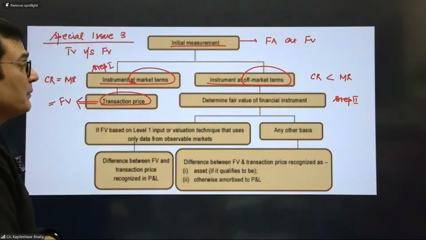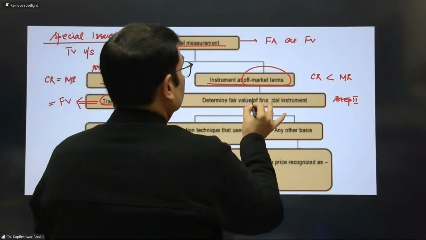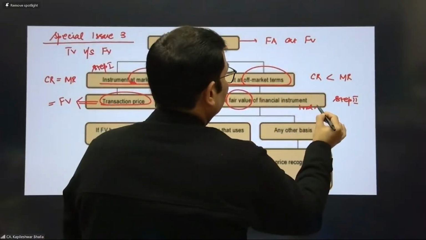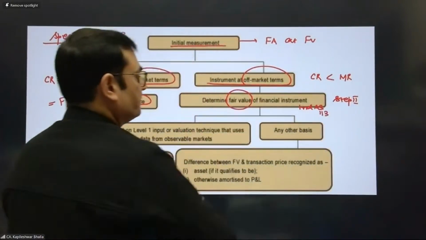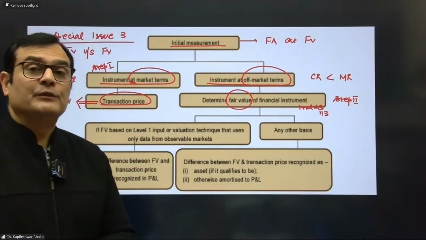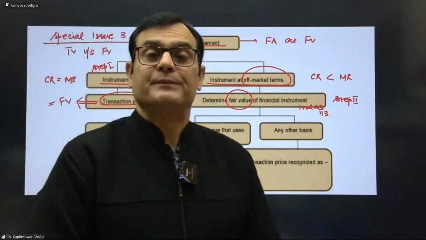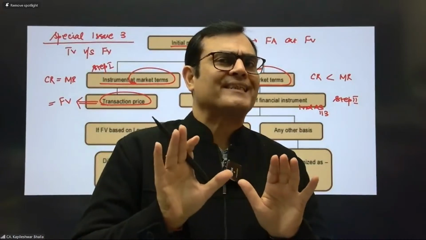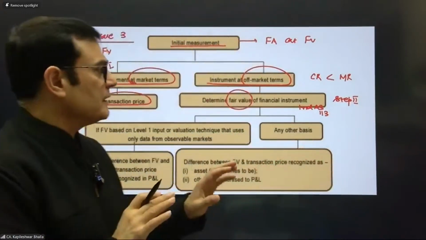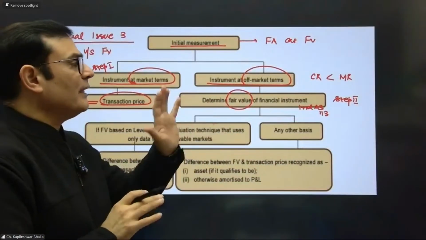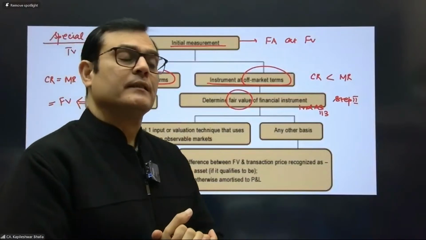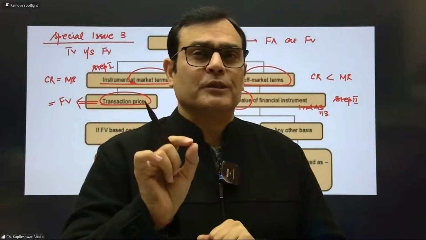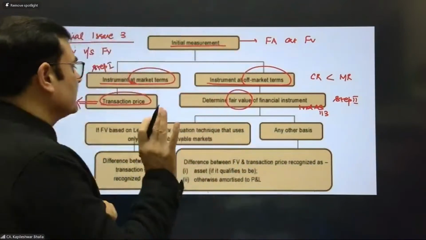When you go to step number 2, it says you need to determine the fair value of the instrument, and this fair value is determined as per Ind AS 113. So in step number 2, you will just calculate the fair value. That's it. The focus is only to determine the fair value as per Ind AS 113, and then I'll go to step 3.